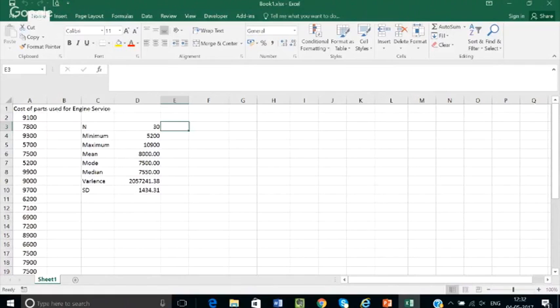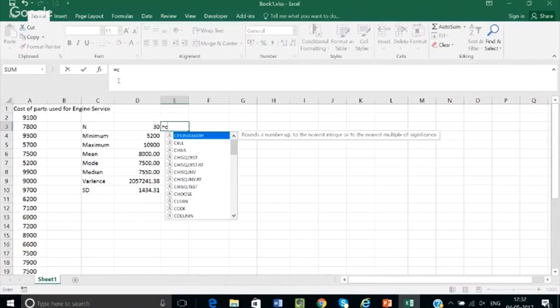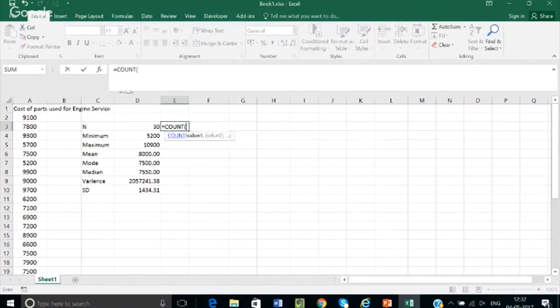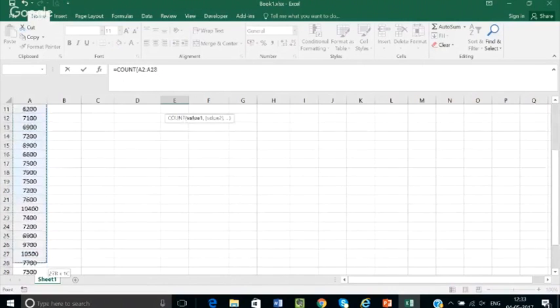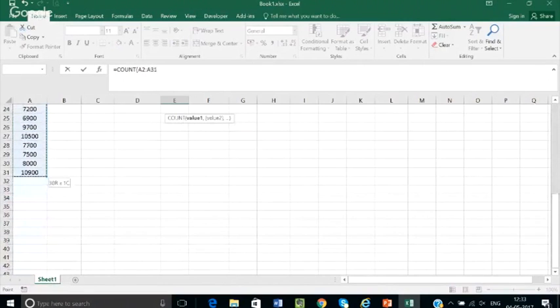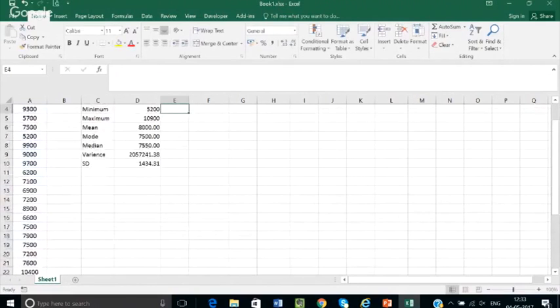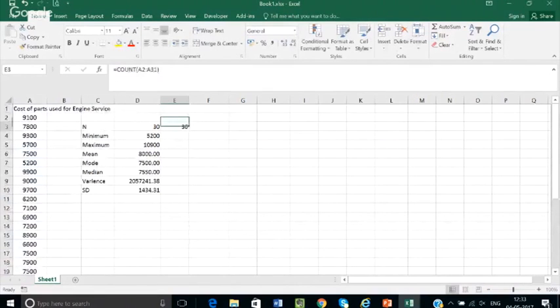It is simple. Click on any cell and press the equal sign. After that, type count. It will show here, count is here. Then select the range of values like this, close the bracket, and press enter. It will give the total number of observations.